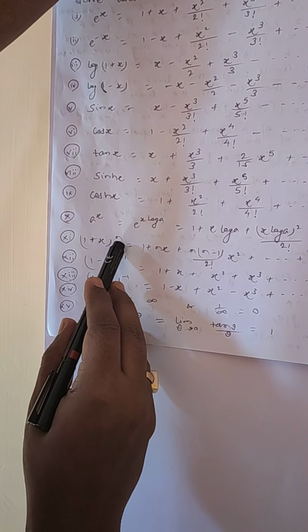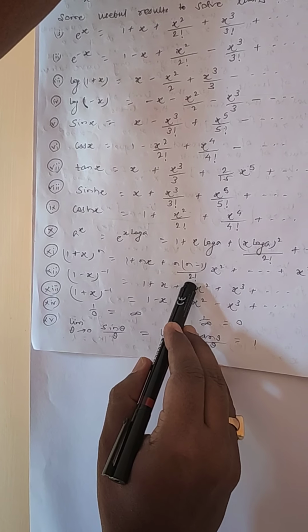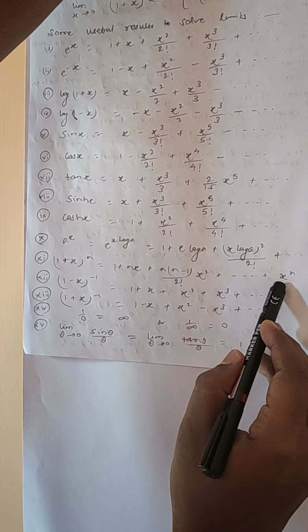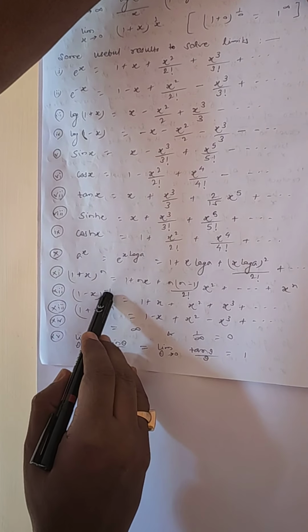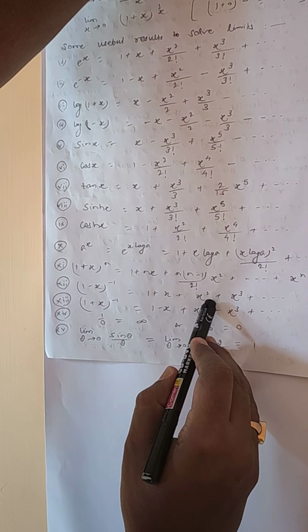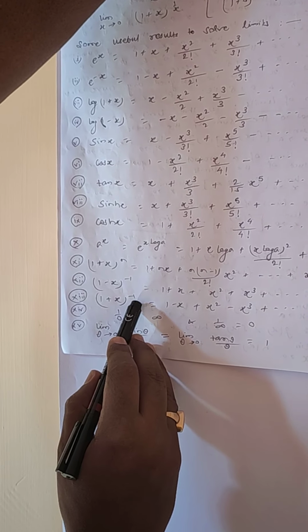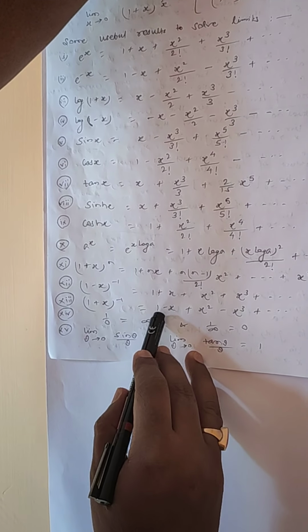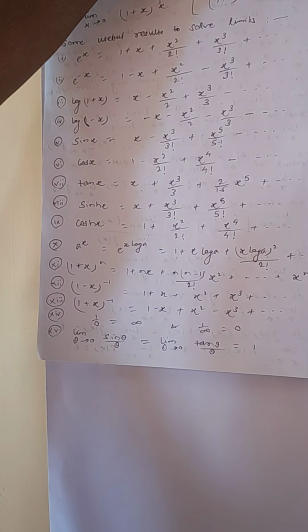(1+x)^n by binomial expansion is 1 + nx + n(n-1)/2! x² and so on. The last term will be x^n. (1-x)^(-1) will be 1 + x + x² + x³ and so on. (1+x)^(-1) equals 1 - x + x² - x³. Here 1/0 equals infinity and 1/infinity equals 0.